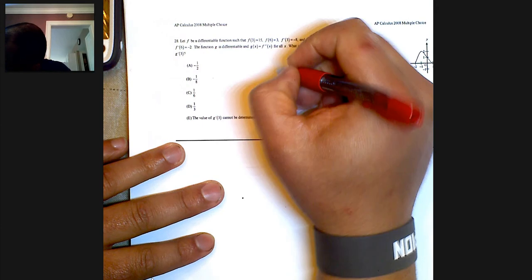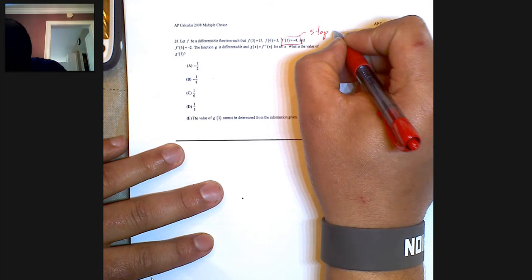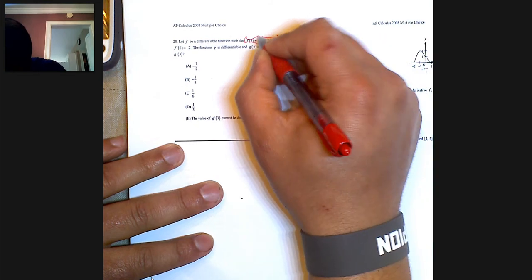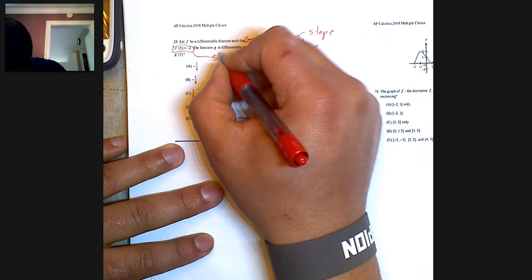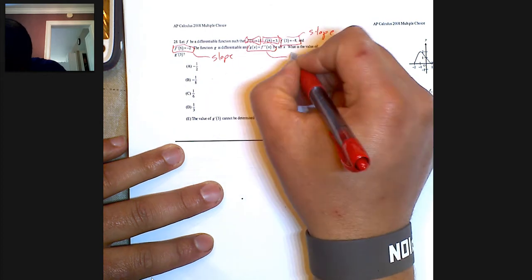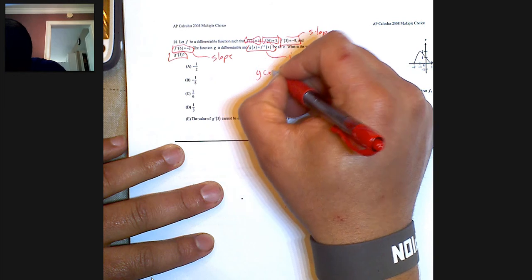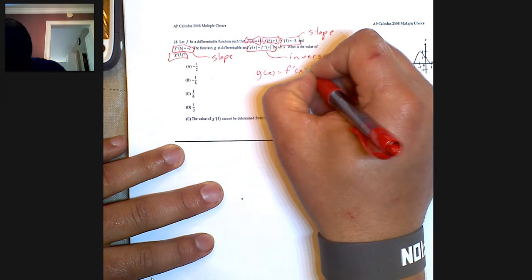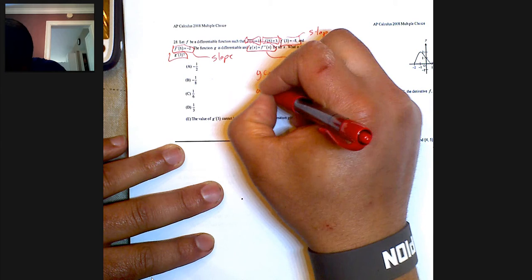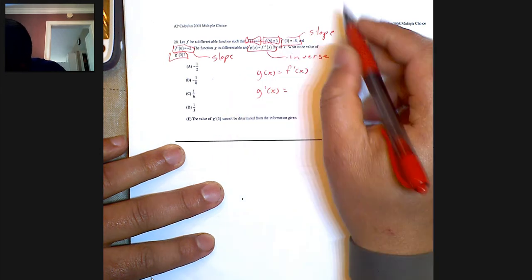So that's slope. These are points. That's slope. That's the inverse. Value of g prime of 3. g of x equals f inverse of x. g prime of x, the derivative of the inverse, f inverse of x.